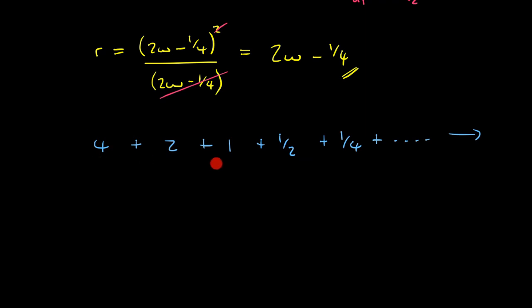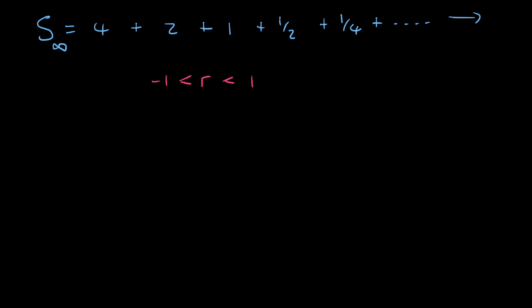If I add up these terms, eventually the terms are getting so small that they basically equal 0. I'm basically adding on 0 plus 0 plus 0. So the sum will reach some fixed value, and we call that the sum to infinity. That will only work if the common ratio is between 1 and -1, because we need the terms to be getting smaller, and the only way the terms get smaller is if the common ratio is between 1 and -1. We've got our common ratio as 2w minus a quarter.